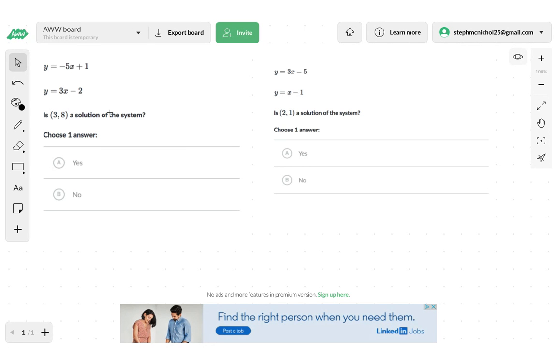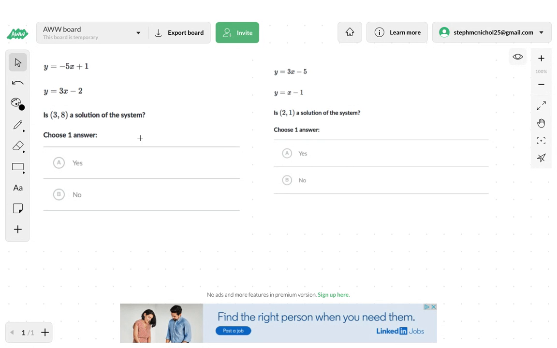Now these four questions on Khan Academy are just giving you a solution and asking you if it works for that system. So if it's going to work, you're going to get a number equals the same number. So you're going to get answers such as 4 equals 4, 2 equals 2, and I'm going to show you what that looks like. So here is one of your questions on Khan Academy, and it's asking if the point 3, 8 is a solution for this system.